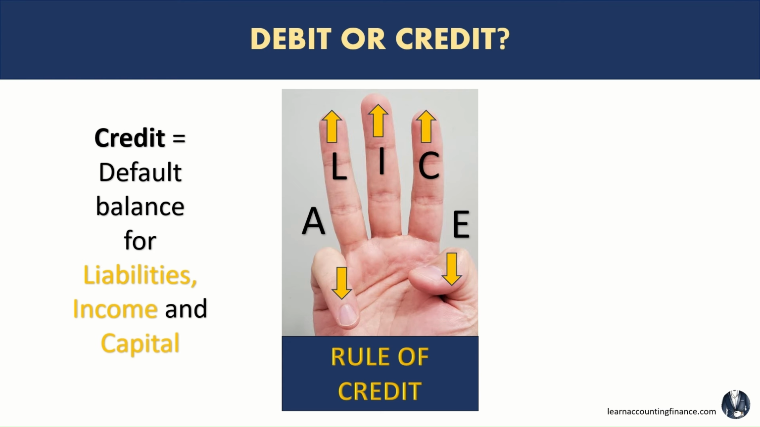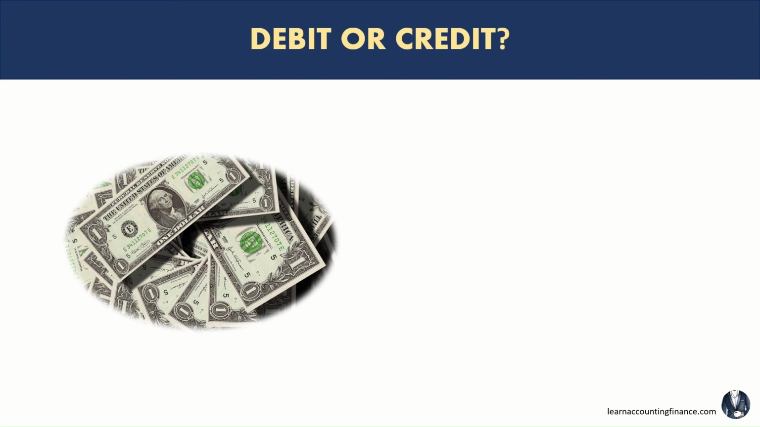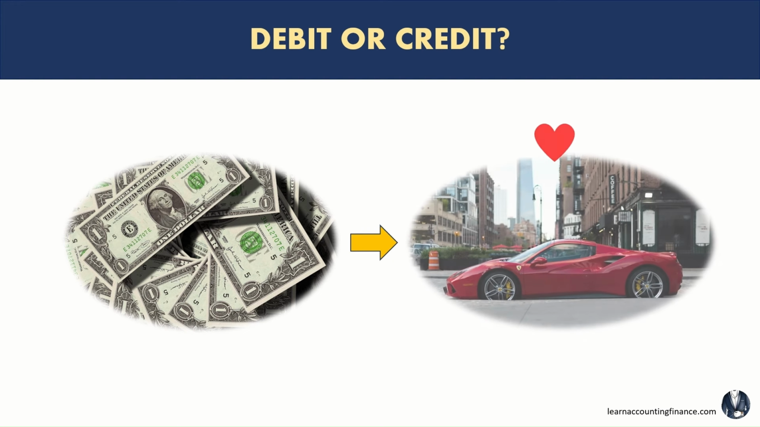We will also talk about the logic of debit and credit soon, but let's take a look at a few examples first. A good example of asset is cash. An asset by definition is something you own which will result in a future benefit, like when you use cash to buy something you love. So the cash you own now will provide you a benefit in future. A classic definition of asset.